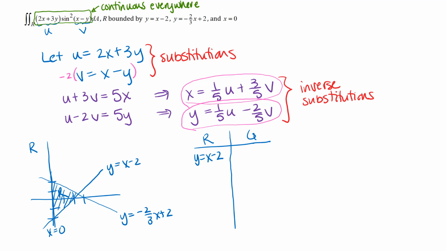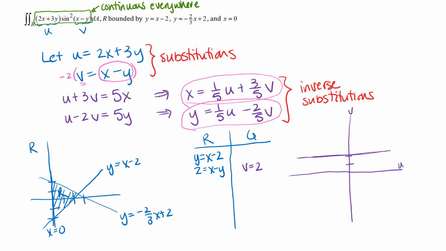You might notice that if you add 2 and subtract y from both sides, you get 2 equals x minus y, and that's helpful because if I go back up to my original substitutions, I have x minus y is equal to v, so I can write that in terms of v. Okay, so I need a picture in the UV plane. It doesn't really matter what axis I call u and what axis I call v. I'm going to just call the horizontal axis u and the vertical axis v. So v equals 2 would be a horizontal line 2 units up on the v-axis.